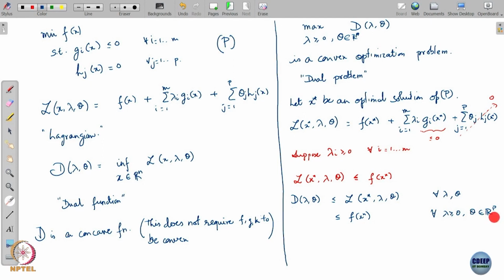So, what does this mean? It means then that the maximization of d of lambda comma theta over lambda greater than or equal to 0, and any theta, also has value less than or equal to f of x star. And now, what's this f of x star here? Remember, x star was an optimal solution of P. So, this is in fact the optimal value of P.